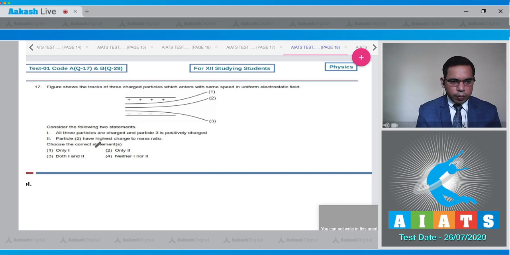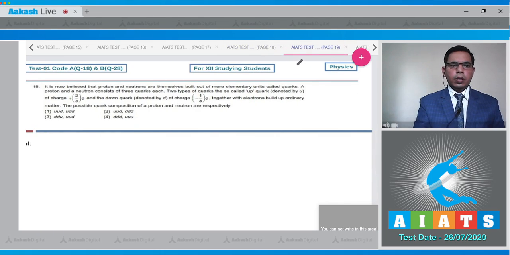Now the second statement is that particle 2 has the highest charge to mass ratio. Here deflection is directly proportional to charge upon mass ratio, that means particle 3 has the highest charge to mass ratio because it has more deflection than particle 1 and particle 2. Hence statement 1 is true but statement 2 is wrong. Hence only 1 is the answer. That means option 1 will be the correct answer.